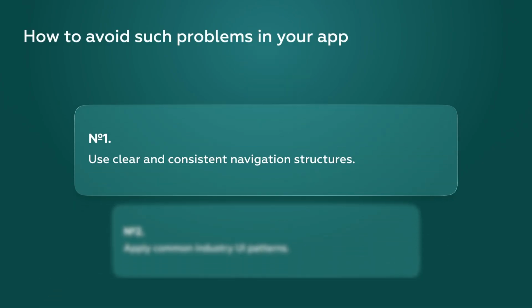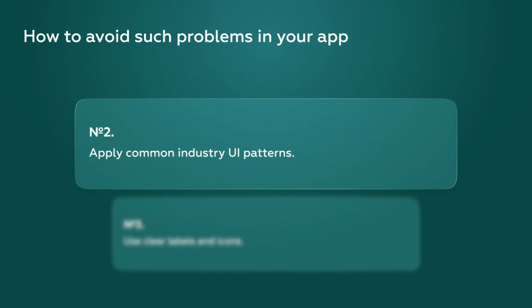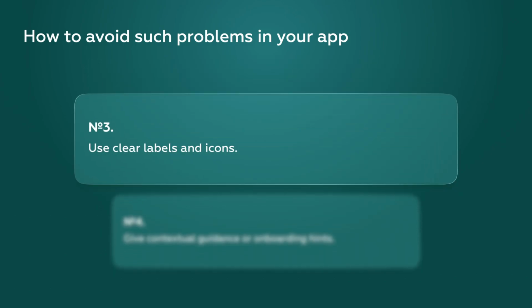Several tips on how to avoid this type of problem. Use clear and consistent navigation structures, for example, bottom menu, standard headers, so users know where to start. Apply common industry UI patterns wherever possible. When a task lacks a pattern, introduce strong visual or contextual cues. And ensure labels and icons are unambiguous and match user expectations for that category, for example, tickets, card, profile.